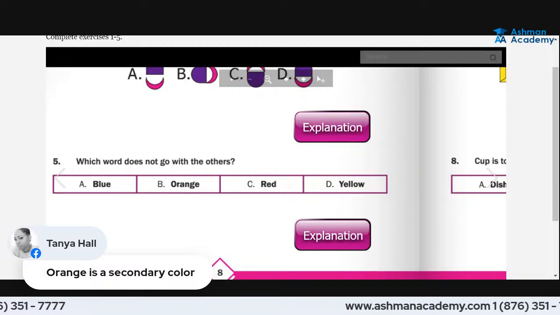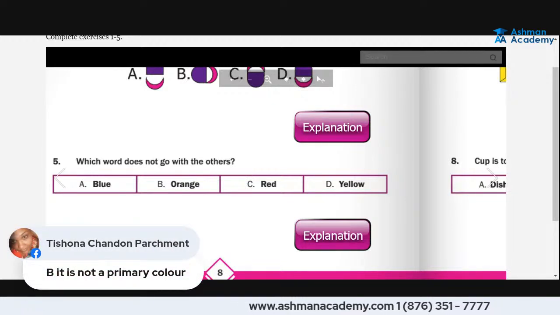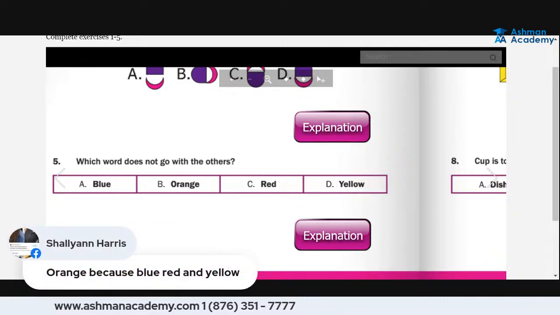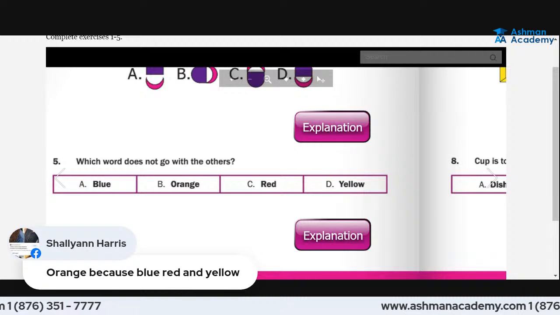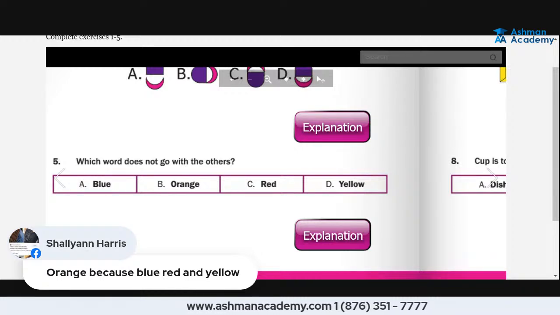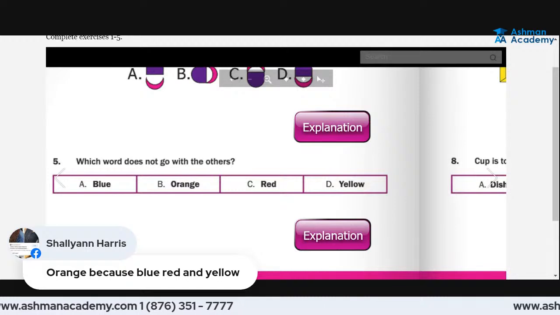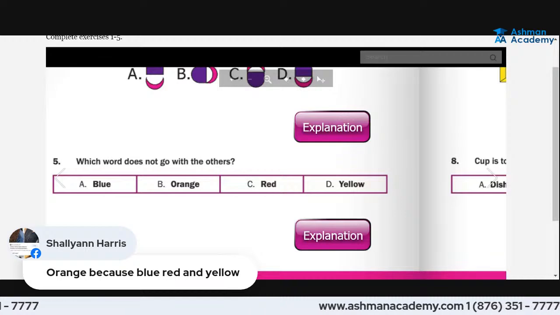B, it's not a primary color. So that is Tishona. Shelly-Ann, orange because the blue. Shelly-Ann, what kind of answer is this? Orange because blue, red, and yellow. Yeah, but Shelly-Ann, you need to tell me what you're saying. I think you know what you're saying, but you're not saying it right, sweetie. So you need to tell me orange because blue, red, and yellow are primary colors. So you need to finish up that sentence. All right. Okay, guys, very good. Proud of you guys. Good job.